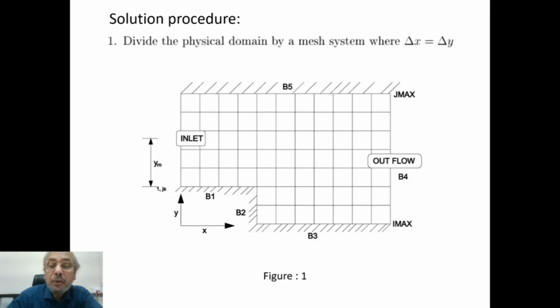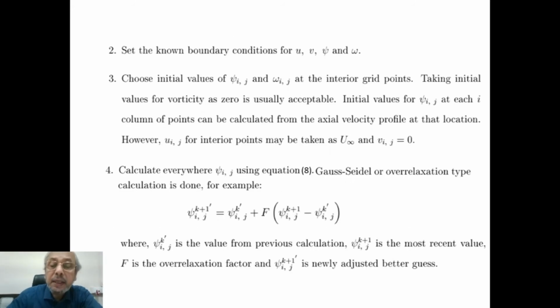So exactly that: psi ij k prime was the initial distribution, and psi ij k plus 1 we calculate from there. But since we are accelerating the calculation, we are saying psi ij k plus 1 prime is the most updated value. So old value plus over relaxation factor multiplied by new value minus old value.